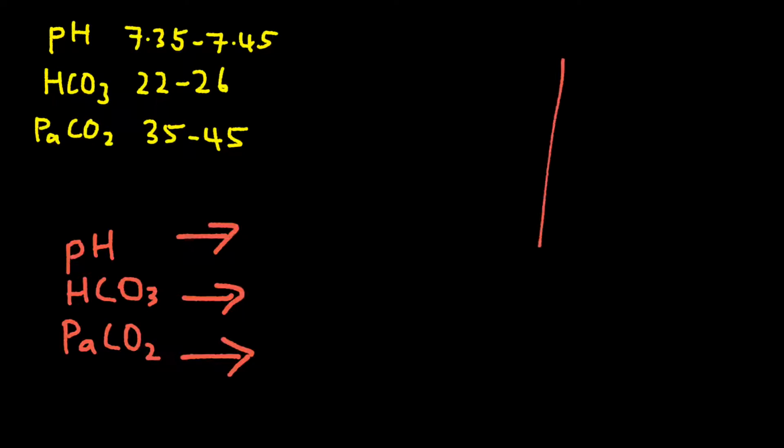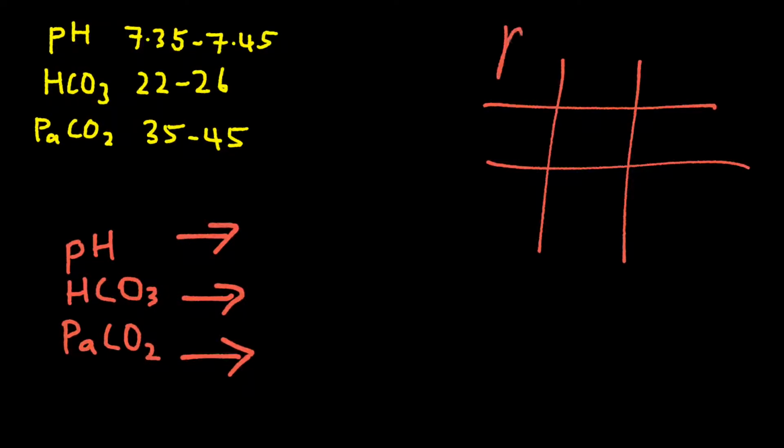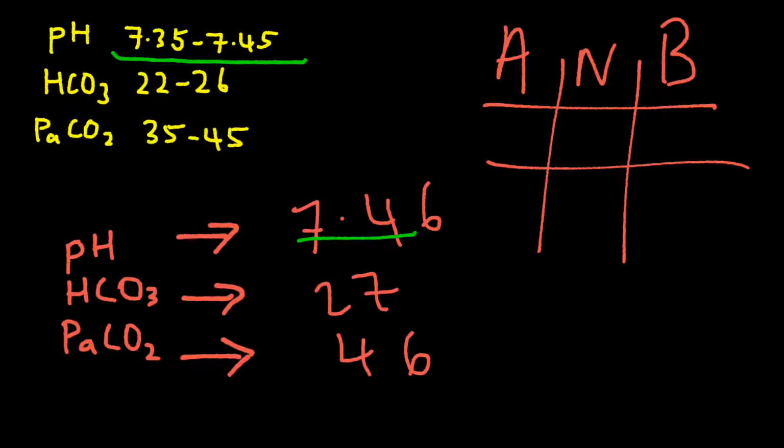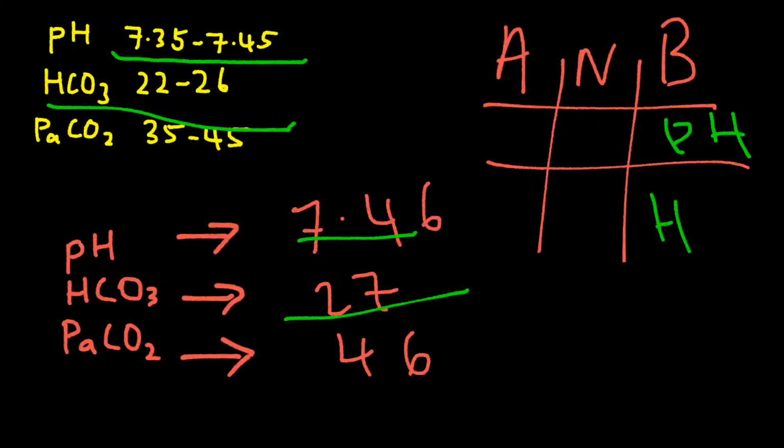Okay, let's look at another case. Drawing back our tic tac toe: acidic, normal, and basic. Let's say we have three results: 7.46, 27, and 46. pH is 7.46, so that is considered basic. So we put pH under the basic. HCO3 is 27, which means it is also basic. So we put the HCO3 under the basic.